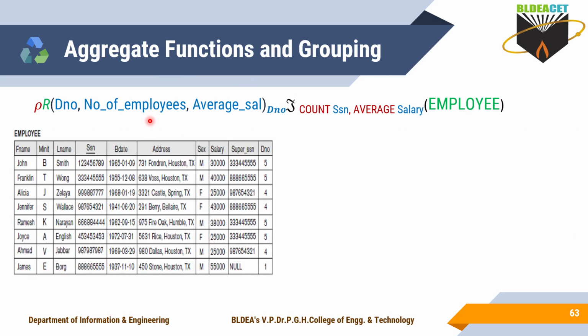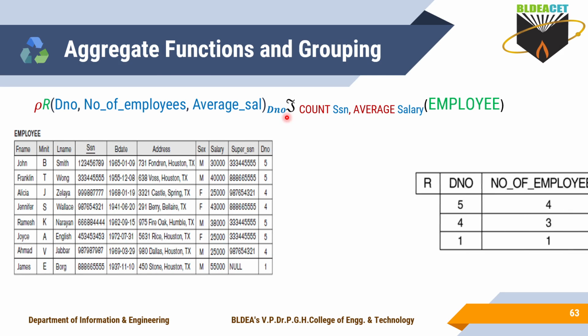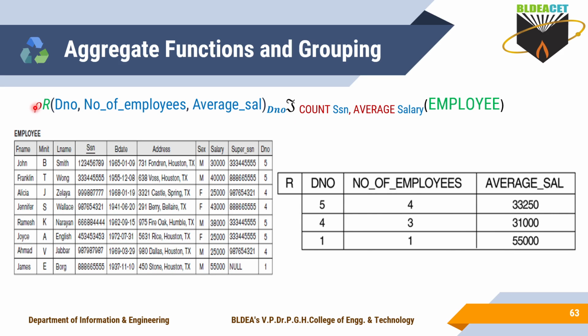Same thing, I have taken the example. So here this is your script F, and you are performing the count and average functions based on the group here. Here I used this operator. What is this operator? This is the rho operator, and for which purpose are you using this rho operator? To rename. The actual relation name is employee. That one I renamed as a new name R here. And the actual attributes are DNO, count SSN, average salary here. But I renamed those attributes as new attributes in the new relation: DNO, number of employees, and average salary.